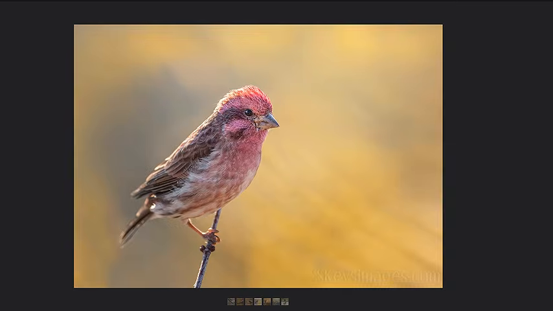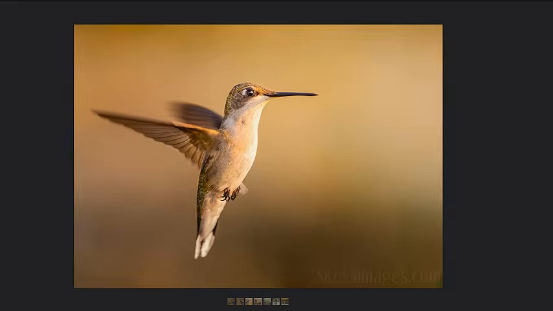But I was really fortunate. Not something I anticipated. This was a little later in the season. But again, taken this year. But really gorgeous backlight there.